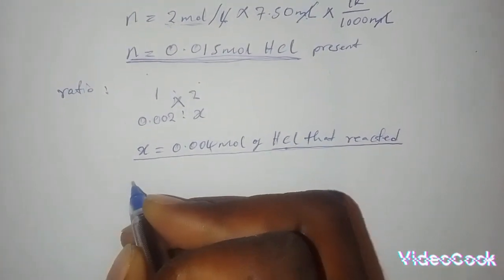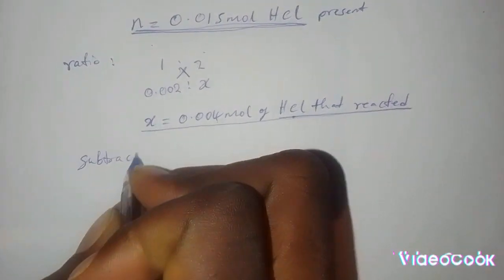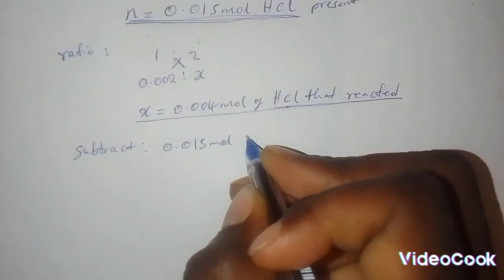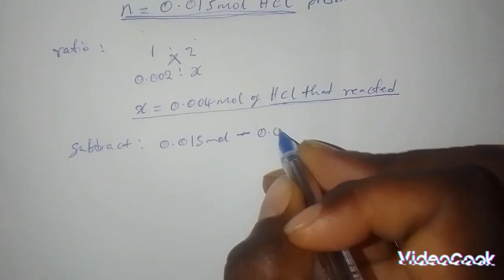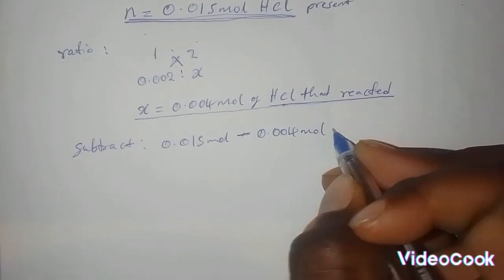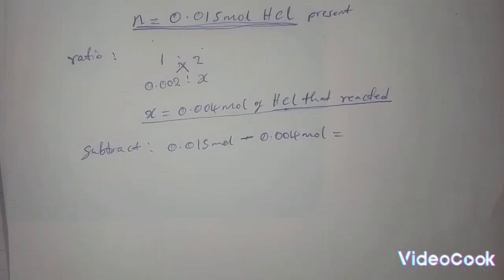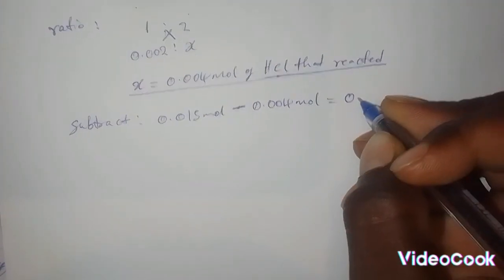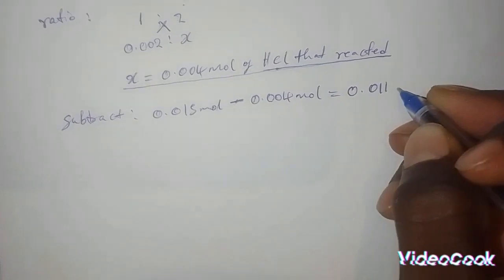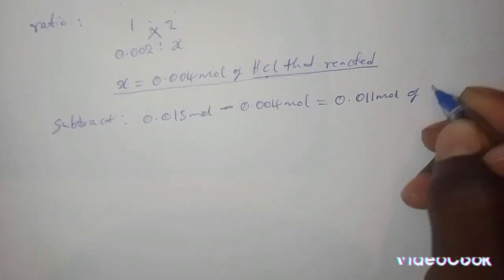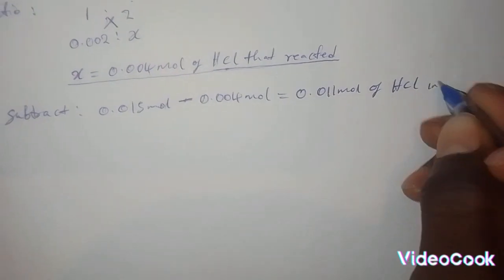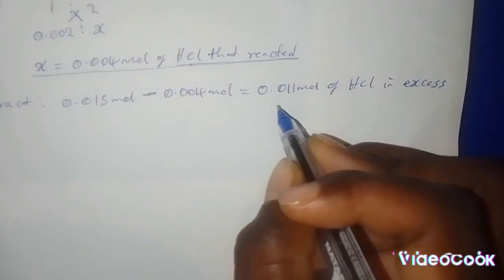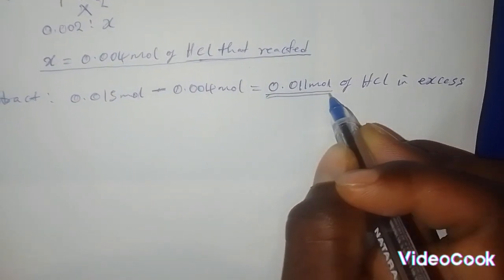So present was, so we'll say subtract here. We'll subtract 0.015 mole minus 0.004 mole. When we do the calculations, we find that it is 0.011 mole of hydrochloric acid in excess. This one is in excess. So we have found this in excess.